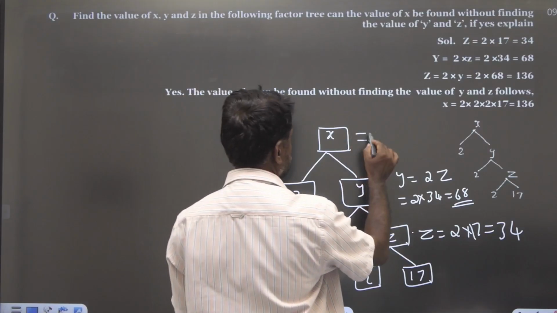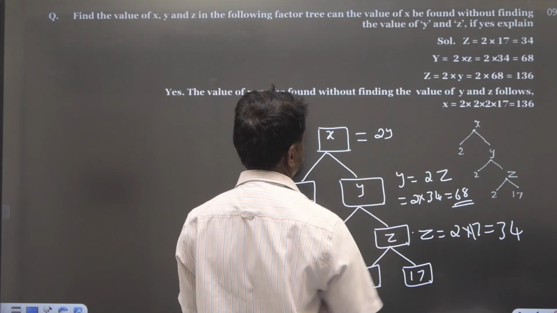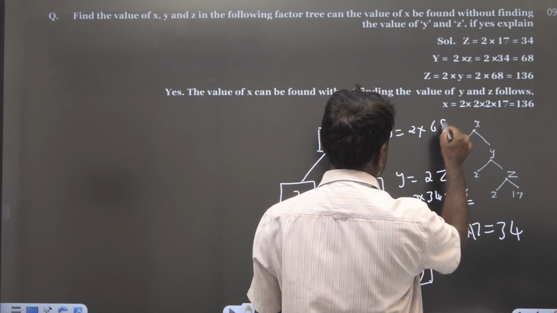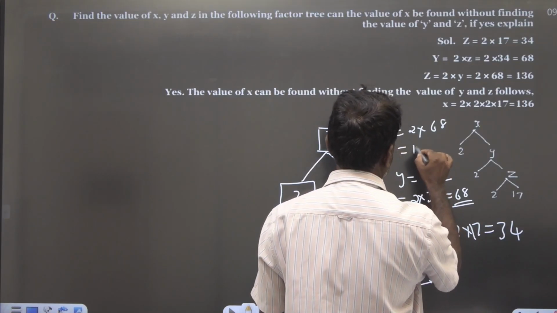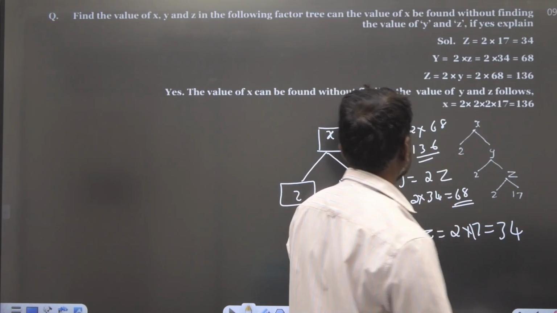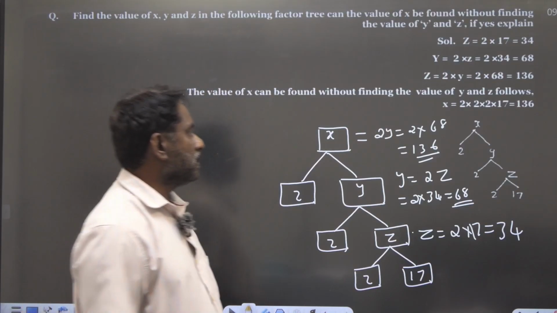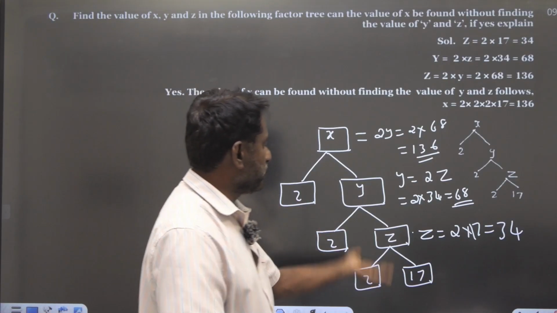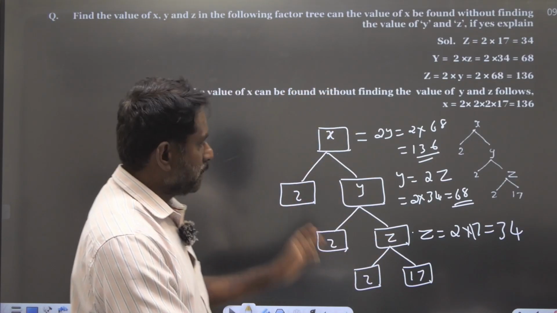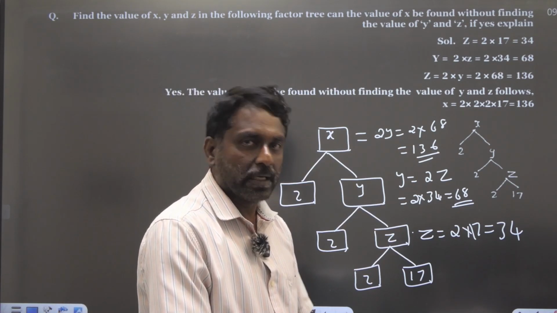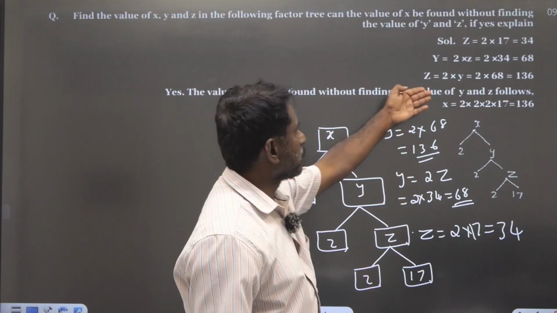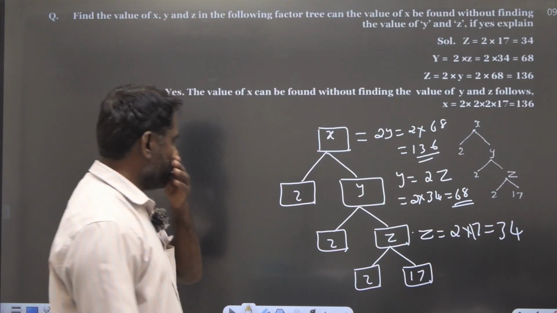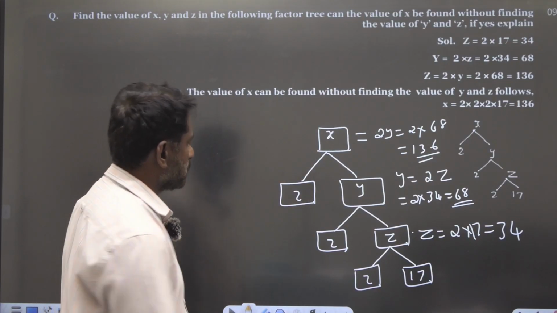X is equal to 2 into y, so 2 into 68, which is 136. These are the values of x, y, and z. In this type of question, always start from the bottom and go to the top, not from top to bottom. The solution is 136.